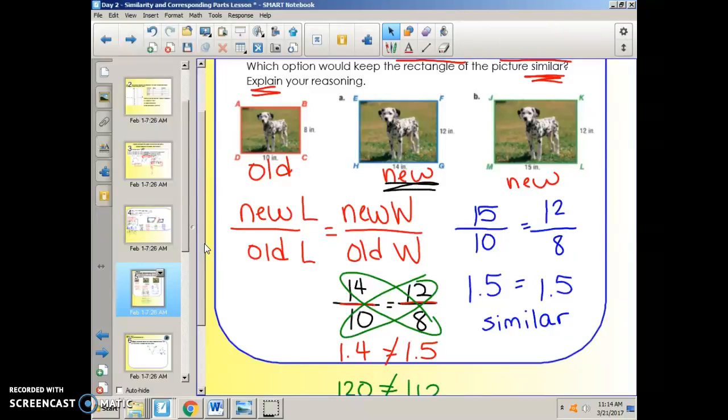So make sure you understand where we got the numbers from. Ask questions if you need to. And then we'll move on to the final example for this section for today.